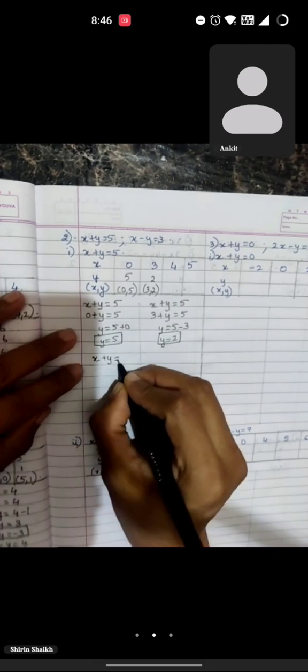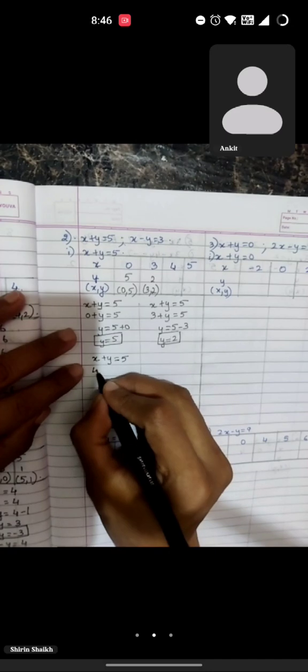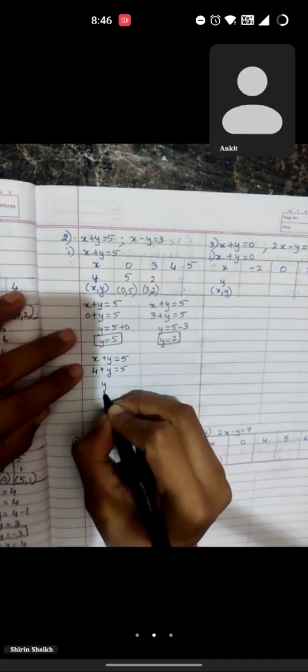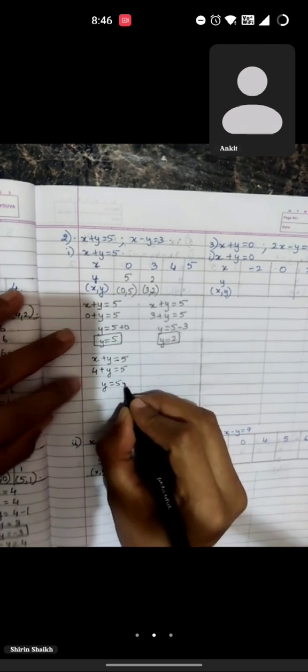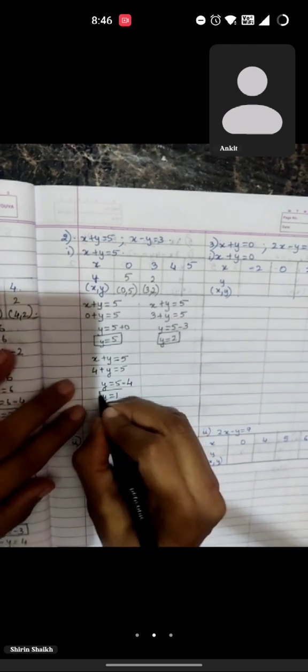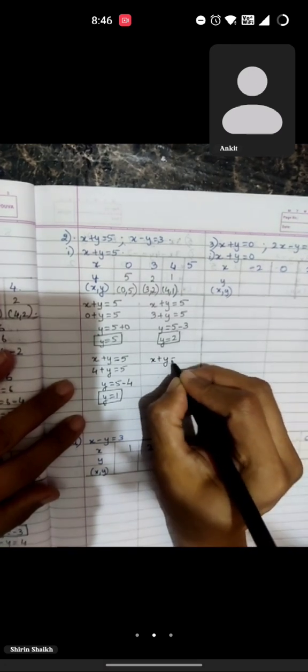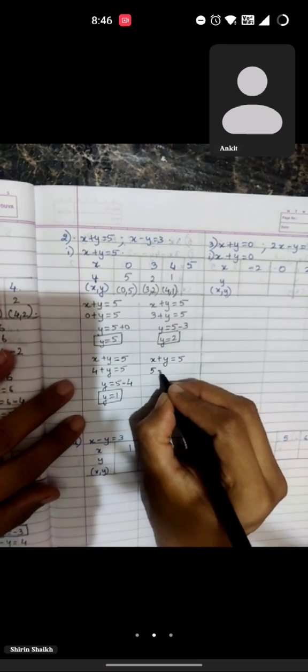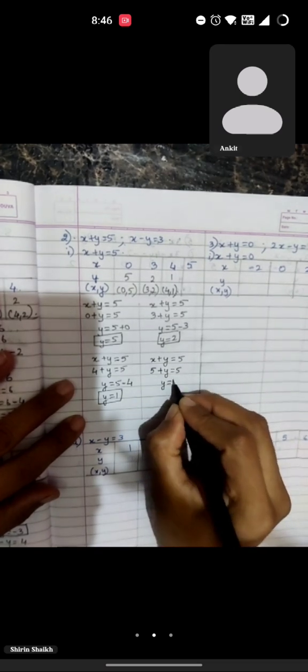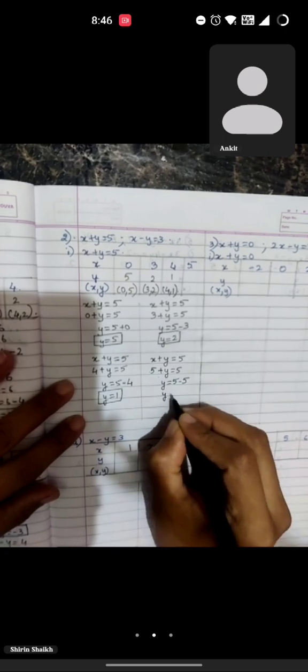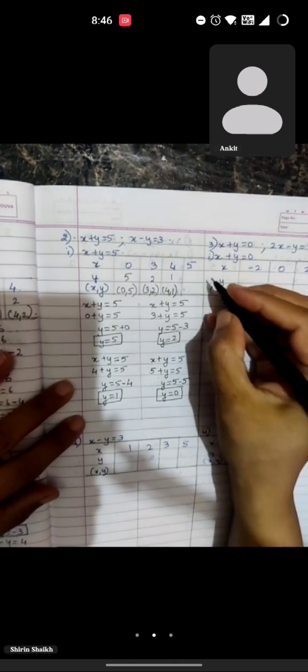So x plus y is equals to 5. I have to substitute x as 4. So y is equals to 5, this 4 goes there and becomes -4. y will be 1. So 4, 1. And the last point, x as 5. So y will be 5, this 5 goes there and becomes -5. y will be 0. So when x is 5, y is 0. 5, 0. So these were the 4 points for the first equation.